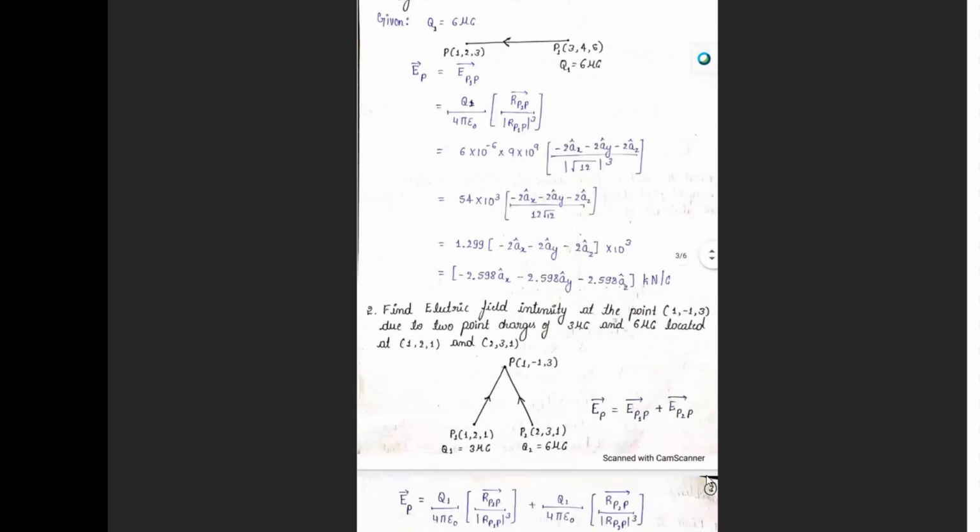This is due to a single charge. The second one is that you can consider the electric field intensity due to multiple charges. Same concept. Instead of a single charge, we are considering two charges here. So in this, you have two point charges, Q1 and Q2, which are 3 microcoulomb and 6 microcoulombs. They are located at two points. Due to these two charges, we need to find the resultant electric field intensity at some other point.